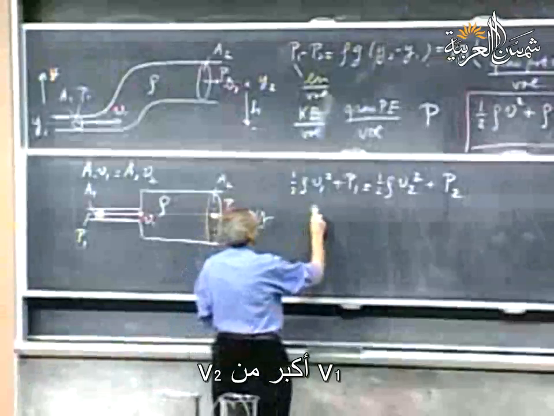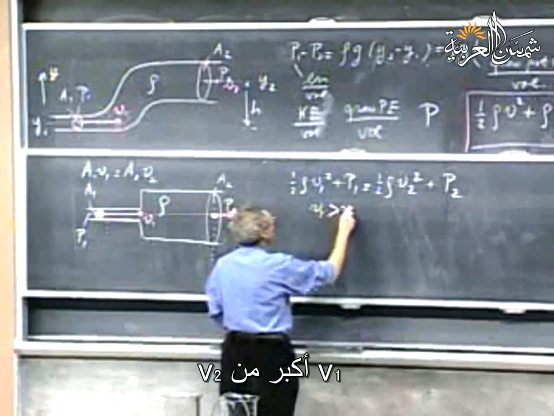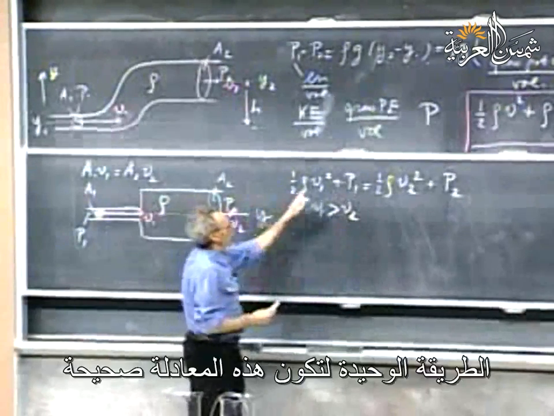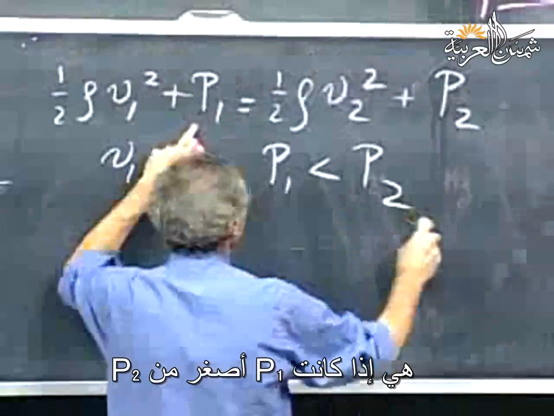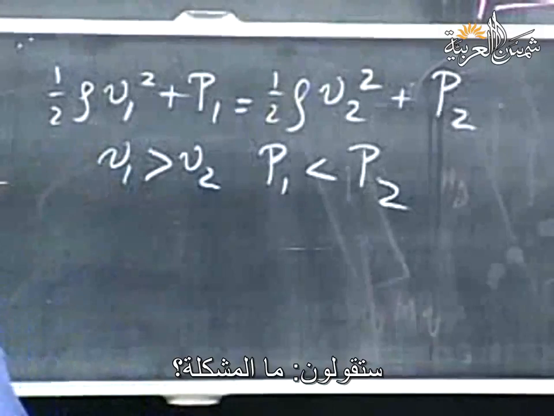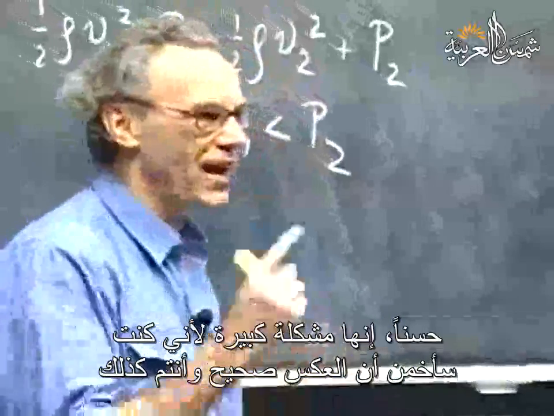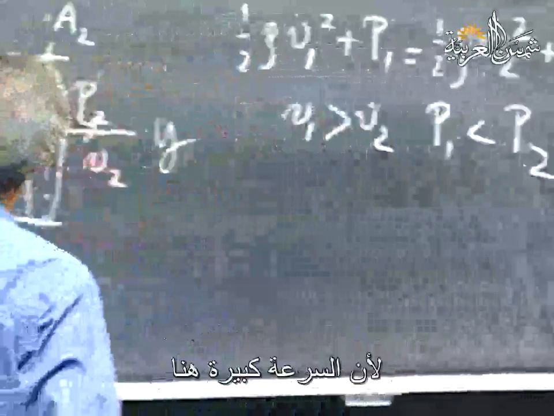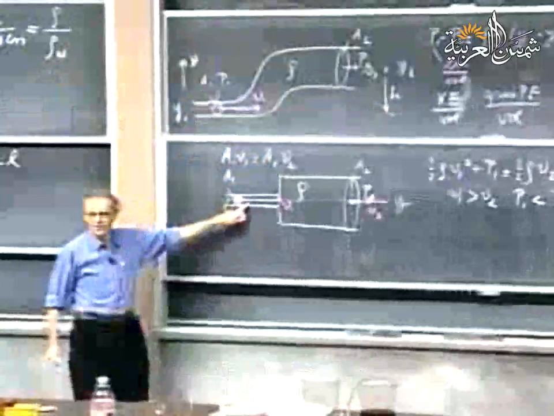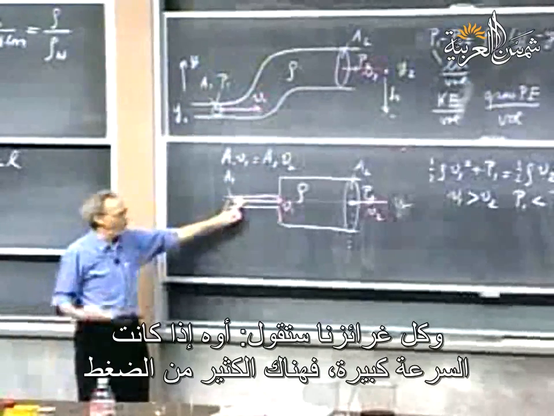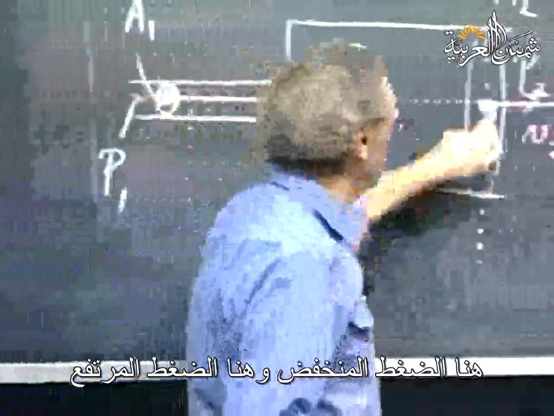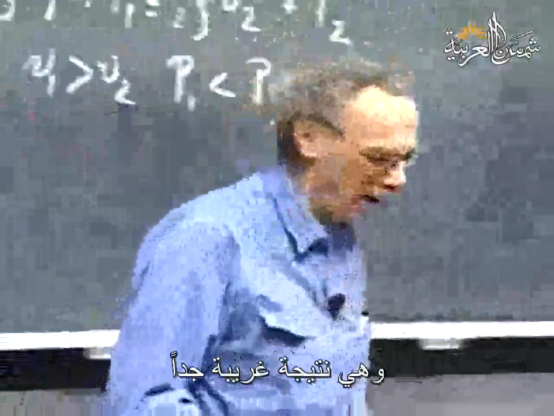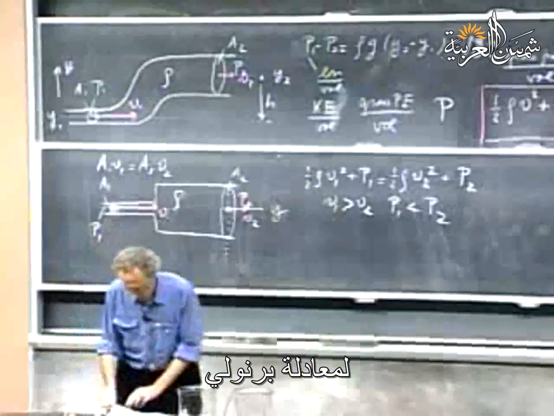Now V1 is larger than V2. The only way that this can be correct then is that P1 must be less than P2. So you will say big deal. Well, it's a big deal, because I would have guessed exactly the other way around, and so would you. Because here is where the highest velocity is, and all our instincts would say, oh, if the velocity is high, there's a lot of pressure. It's exactly the other way around. Here is a low pressure, and here is a high pressure, which is one quite bizarre consequence of Bernoulli's equation.